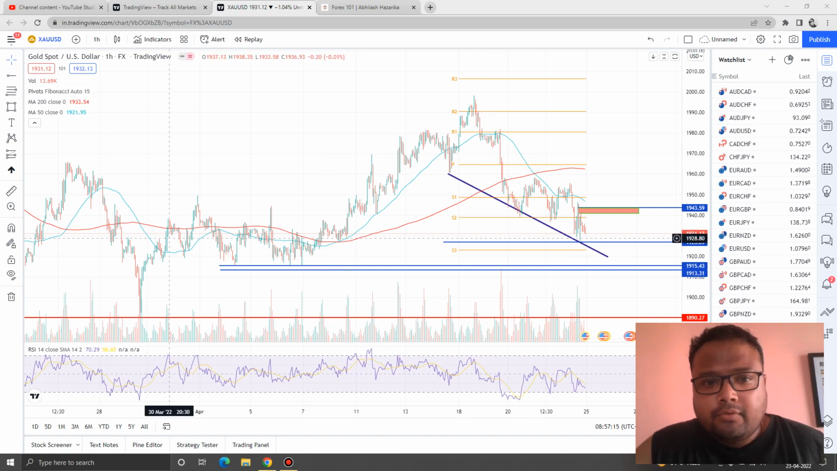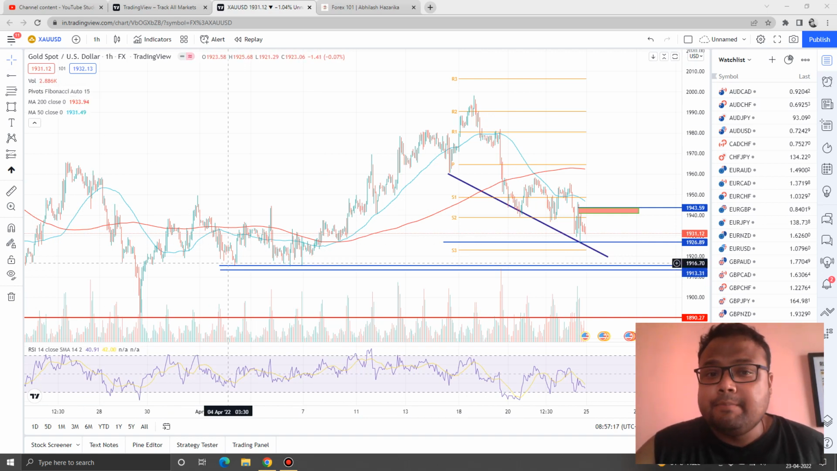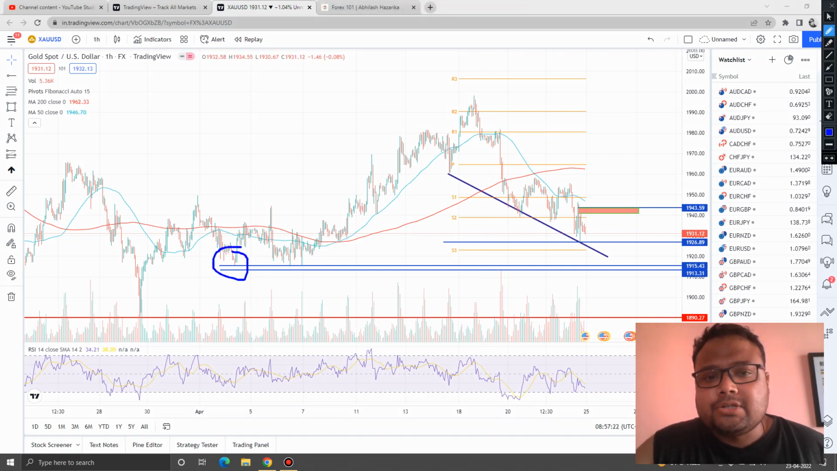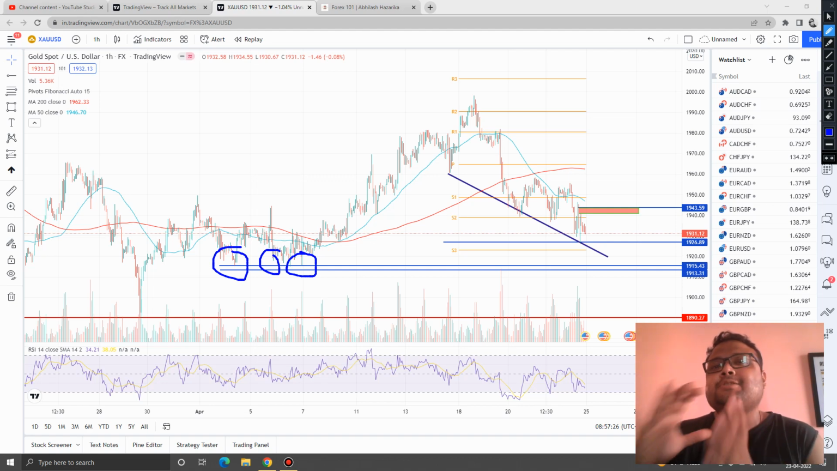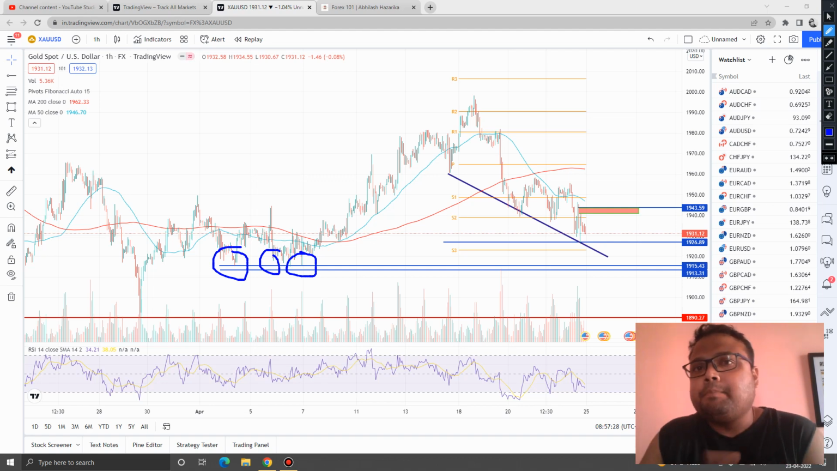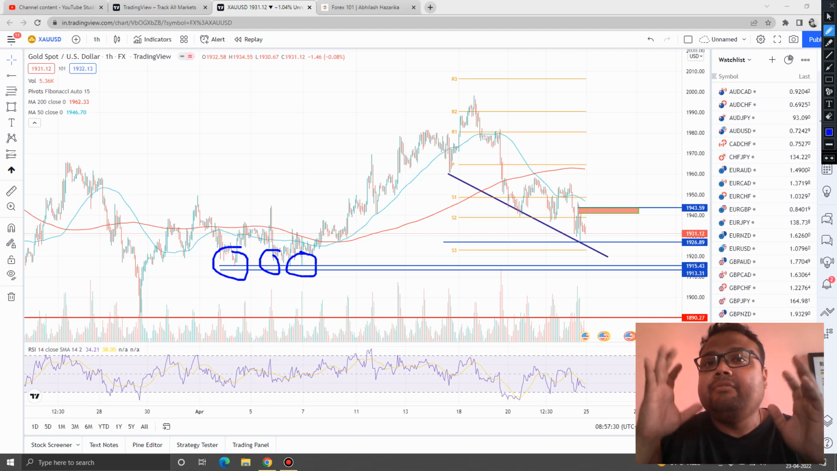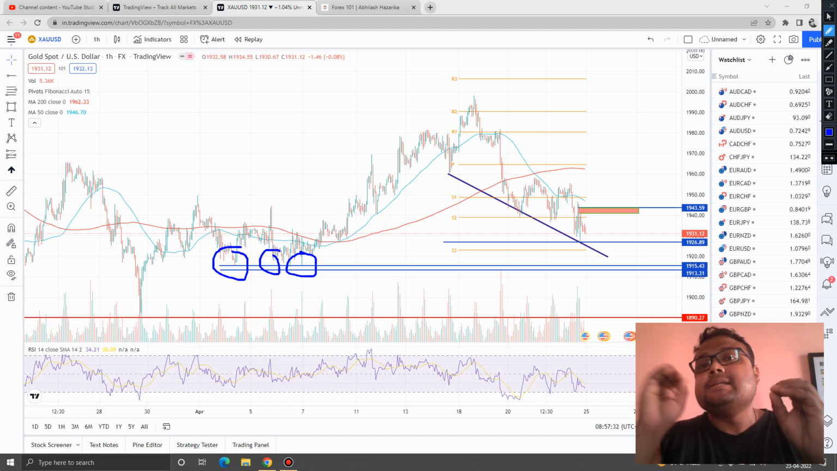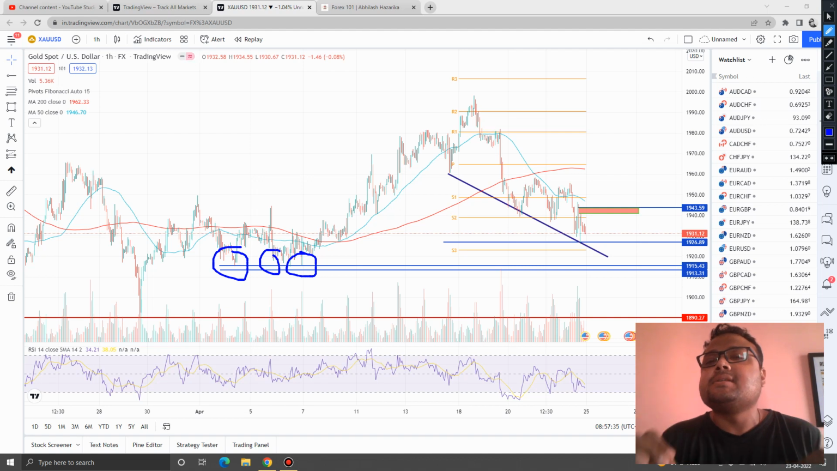Let me show you. First of all, the level of 1915 is important because previously we have seen multiple price rejections on this level. So as a result, we can expect that when market would fall or price would come down to this level of 1915, we can expect some sort of reversal, at least a bounce of 40 to 50 pips. If there is no trend reversal also, at least for time being, we can expect a reversal of 40 to 50 pips from the 1915 level.